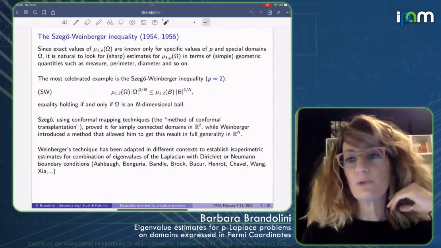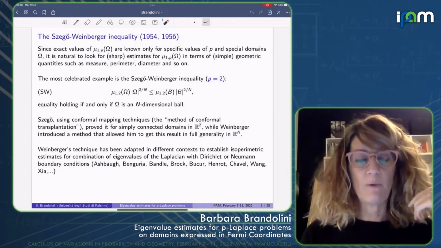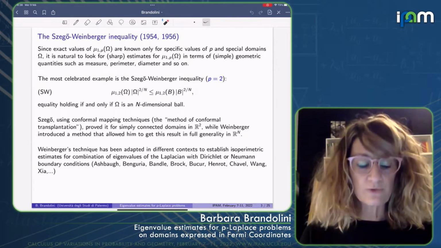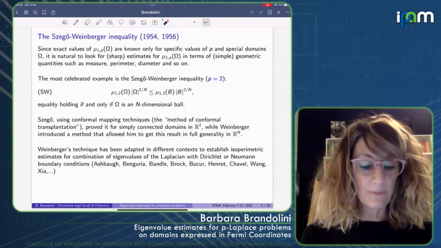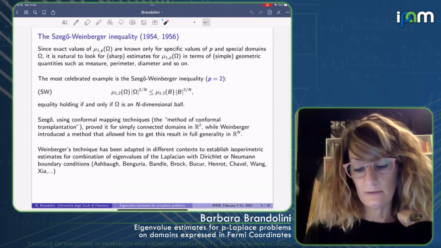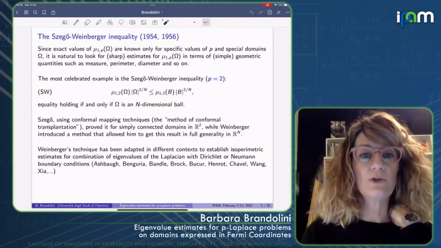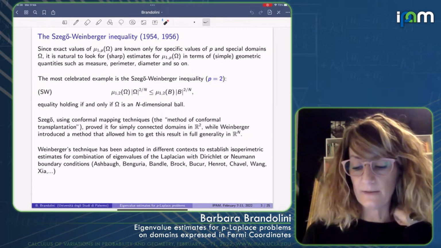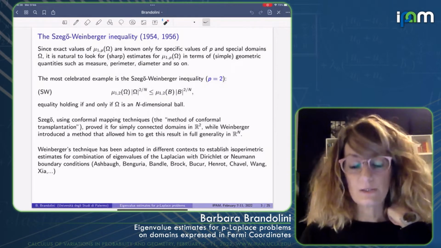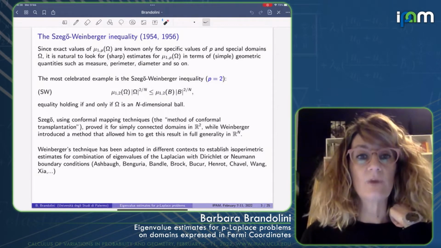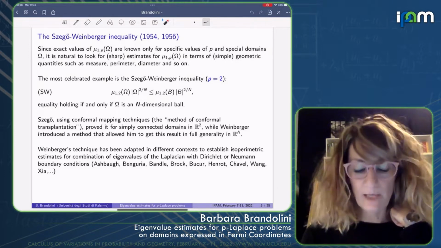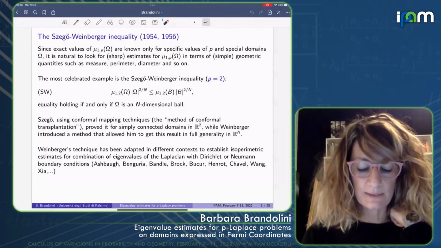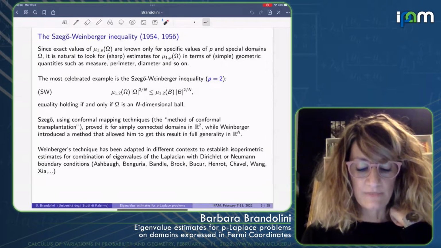So we can distinguish between upper bounds and lower bounds for μ1. And I just want to recall two very celebrated inequalities. The first one is an upper bound, the isoperimetric inequality known as the Szegő-Weinberger inequality, which holds true when we deal with the case p equal to 2. So we consider the classical Neumann Laplacian, and if omega varies in a class of sets with fixed measure, then μ1 is maximum on balls, and the equality sign in the inequality holds if and only if omega is a ball.